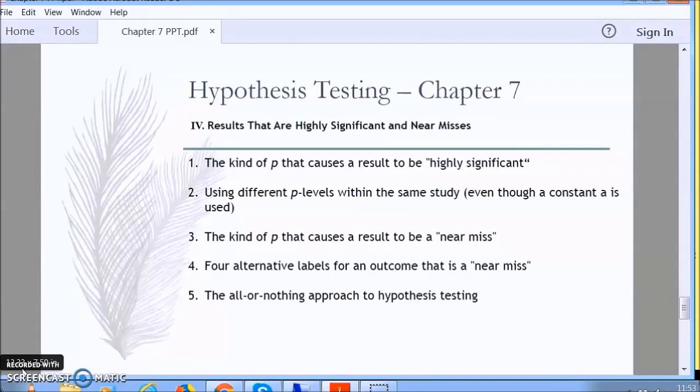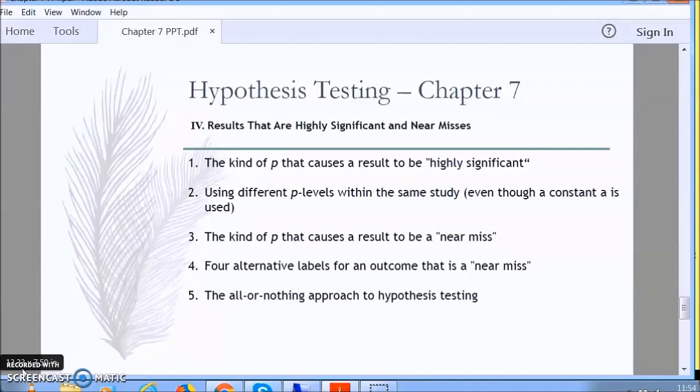Now let us talk about the near misses. On page number 154 of your book, in excerpt 7.28, the p-value is 0.051, which is very near to being rejected, but it is not. So in this case, the p-value fails to beat the alpha by a very small amount.